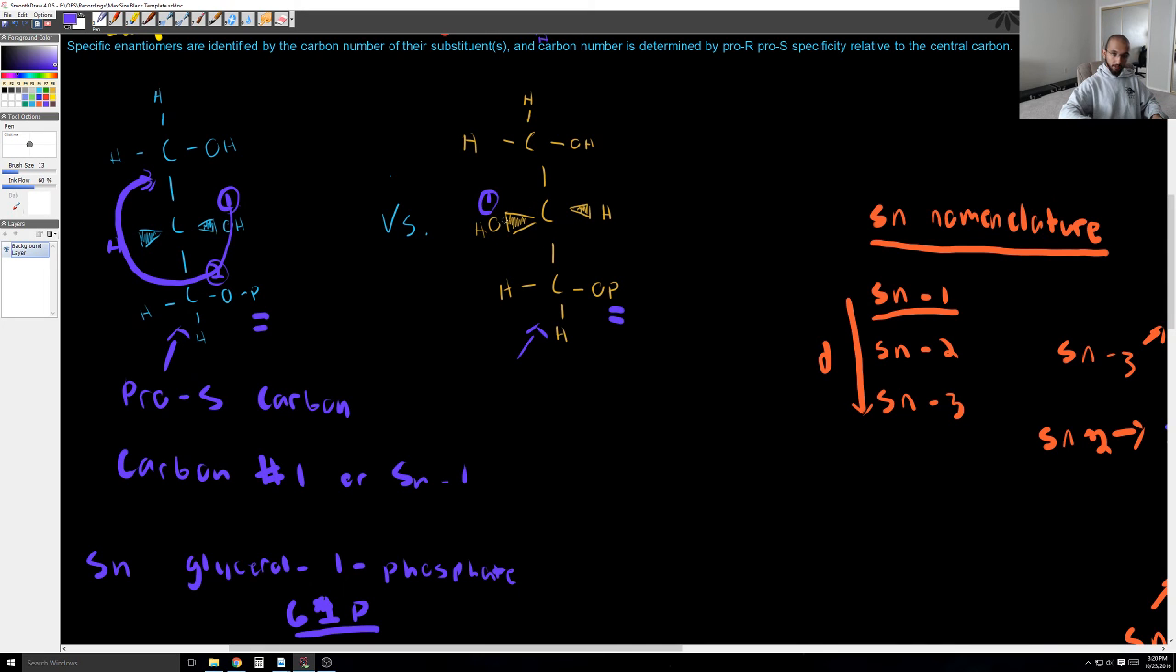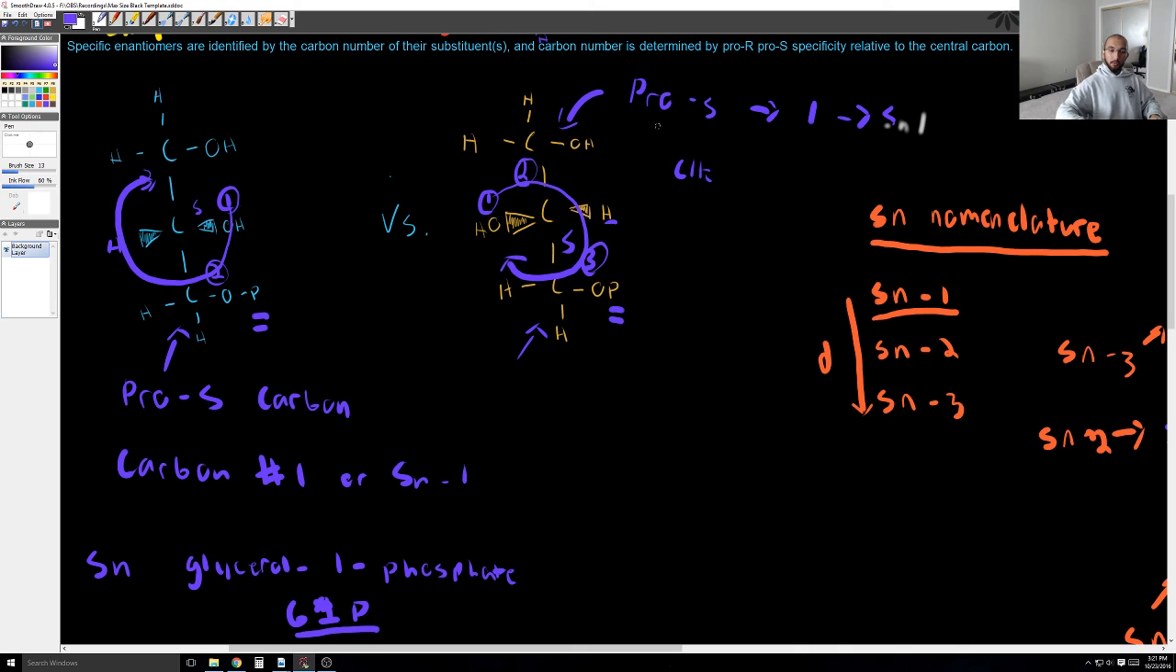We'll call this 1, and let's make the other one number 2 here. Again, you can pick either one and you'll be able to figure it out. And this would be 3, and we'll just rotate through like this. And again, we have a clockwise rotation with hydrogen in the front here, right? So this is an S configuration. And the reason why this is important is because we promoted this carbon to get the S configuration, which means this is the pro-S carbon, which means this is carbon number 1, or SN1.